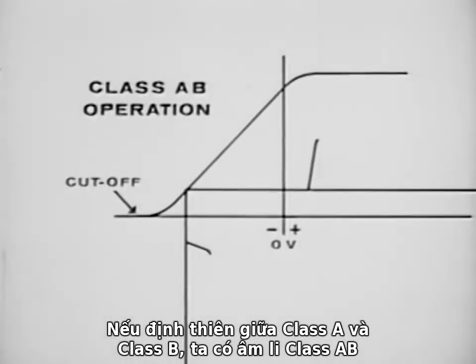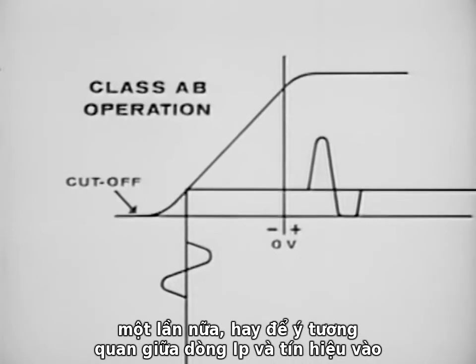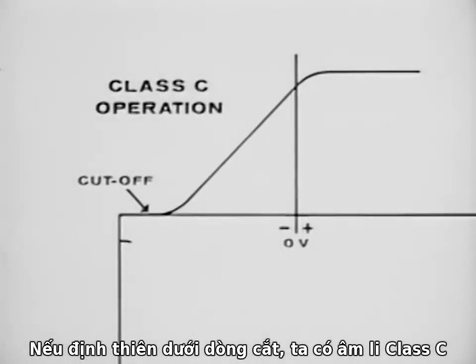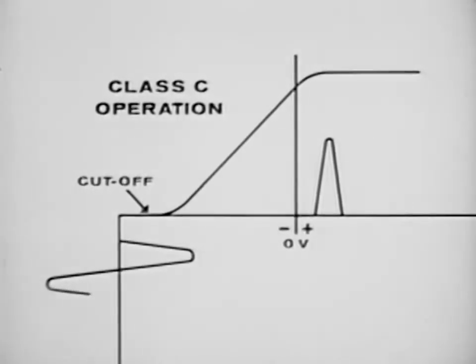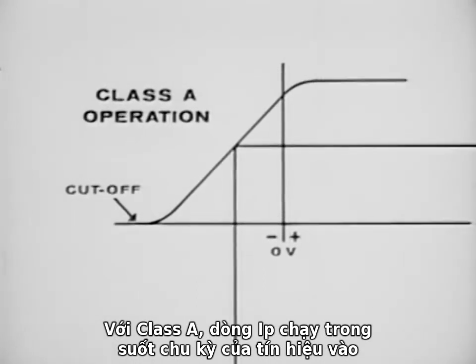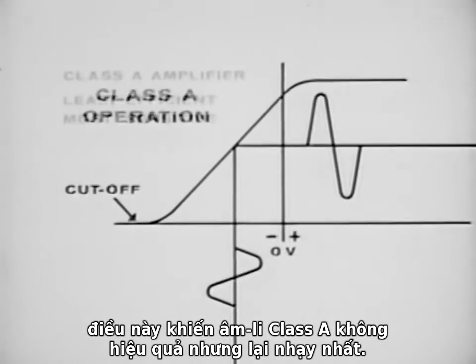If we bias the tube between Class A and Class B, we have a Class AB amplifier. Again, note the relationship between plate current flow and the input cycle. If we bias the tube below cutoff, we have a Class C amplifier. This class of amplifier is almost exclusively limited to radio frequency applications. In a Class A amplifier, the plate current flows during the entire input cycle. This makes the Class A amplifier the least efficient, yet the most sensitive.